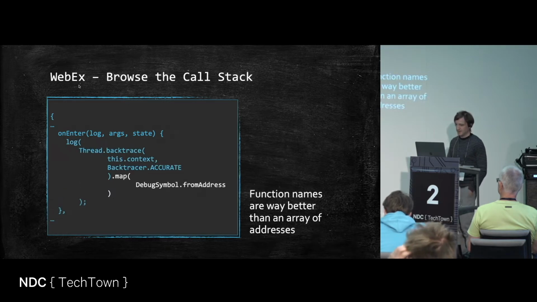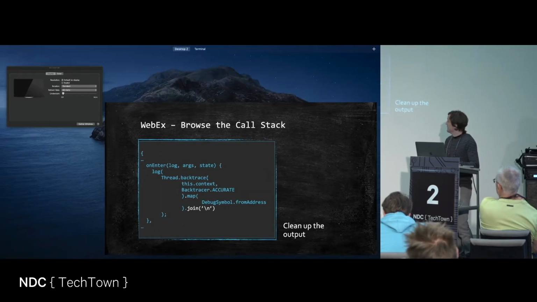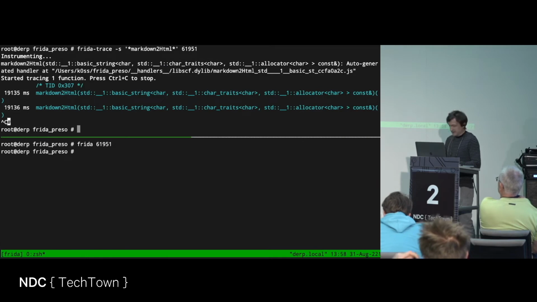And so then I'm going to map debug symbol.from address. This is basically going to get the debug symbol name for the address in the call stack. So it's going to symbolize all those addresses, and then just make it look better with a join with a new line. So I'll do that real quick.